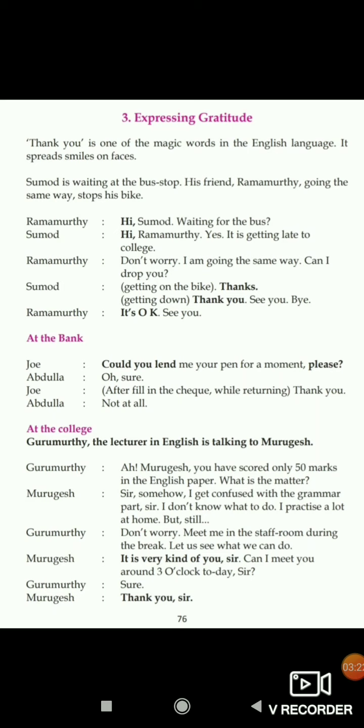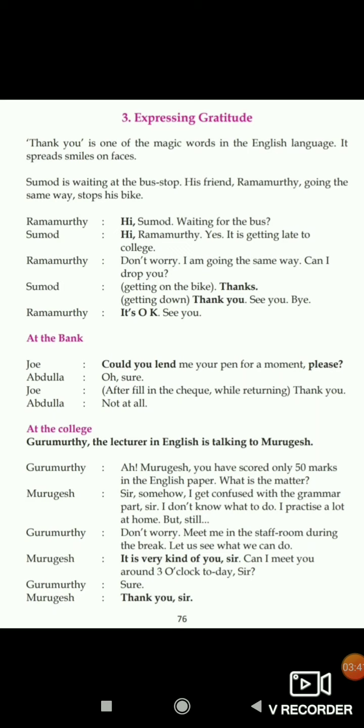Abdullah accepts his request and says sure. After doing his work, he returns the pen with a word of gratitude, thank you. And look at the response of Abdullah. He says not at all, or mention not. That is the way we always respond to thank you.